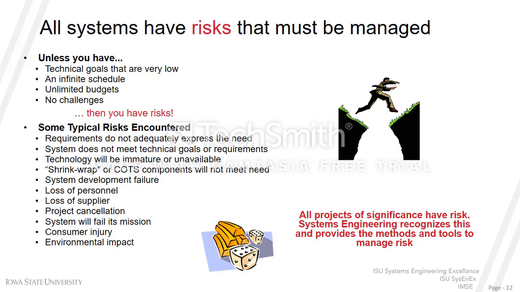System development failure, loss of personnel, suppliers, those are potential risks of a system. Project cancellation, while nobody wants their project to be canceled, it's very possible that things could happen due to performance of the project or unrelated factors. Especially in large-scale projects, if external funding sources such as government or other large bureaucracies, those could change on a whim regardless of whether it's the right thing to do. System will fail its mission, similar to not meeting requirements, but the system could fail altogether. Consumer injury obviously is a very critical one, and then environmental impact, not just for how the system will perform, but think of the disposability as well.